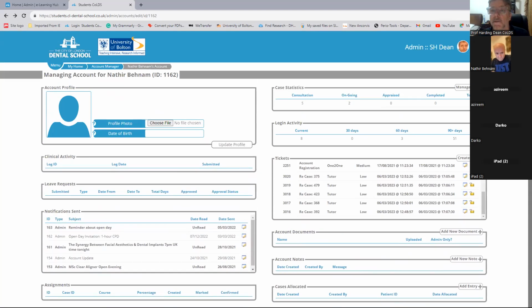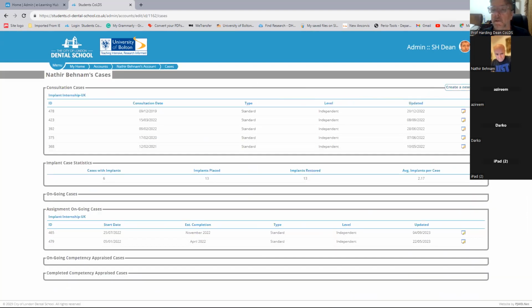We've got to go to his cases, which are up the top here. Manage cases. And I go to manage cases, and then I'll see all your cases, right? Now in this section, we've got your cases that you've got consultation, and these are ongoing cases that you haven't quite completed yet. One of them is gone. I think by mistake I placed them there. But anyway, we've got assignment ongoing cases. So we've got these two here. Which one of these would you like me to look at?